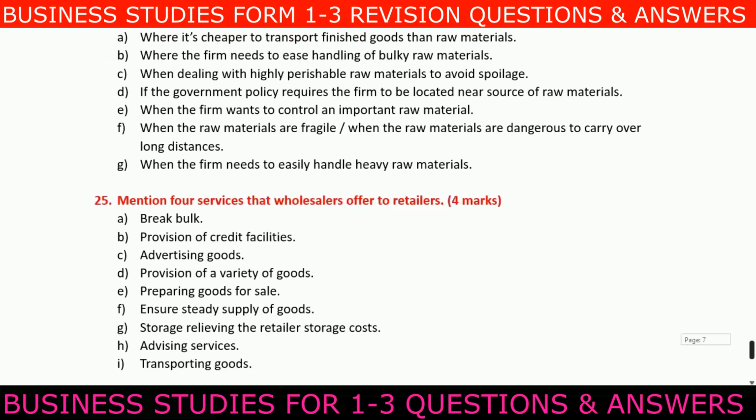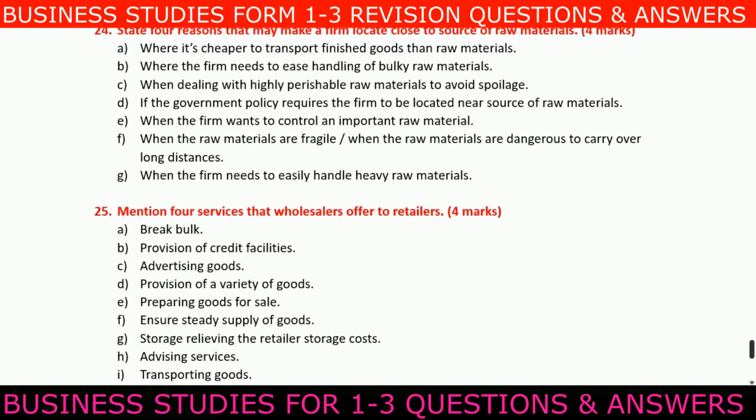Go to question number 24. We are told state 4 reasons that may make a farm locate close to the source of raw materials. Why can some farms locate close to where they get the raw materials? Number 1, where it's cheaper to transport finished goods than raw materials.